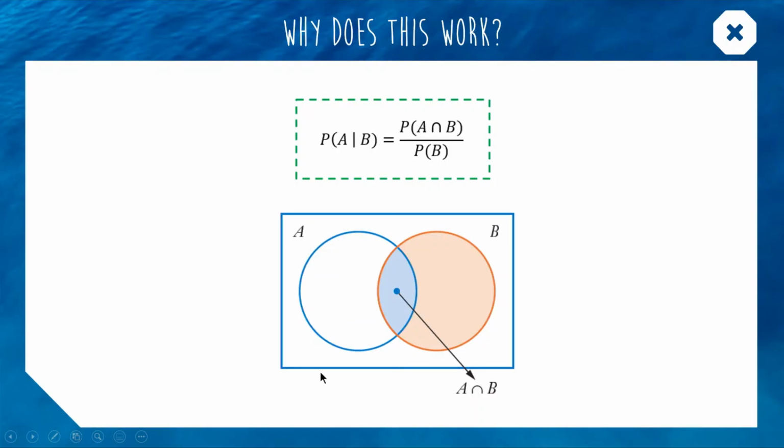So now the bottom of your fraction isn't the entire sample space. The bottom of your fraction is just B. You already know you're in B, that's your total. If you're already in B, what's the probability that you're in A? Well, you've got to be in the overlap. So the top is the overlap, the bottom is the total of B. That's why the formula works, if that kind of makes sense.